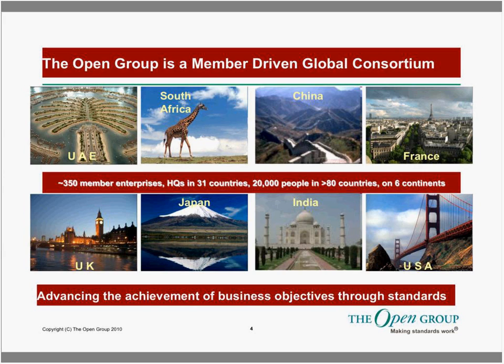And here is the current global footprint of the Open Group, both staffed and partner organizations in these locations. We just recently added Sweden, Bina from Sweden, as a partner, and they are holding a conference on November 30th and December 1st this year in Stockholm. What we're trying to do, suppliers, customers, and academics, is advance the achievement of business objectives through standards.